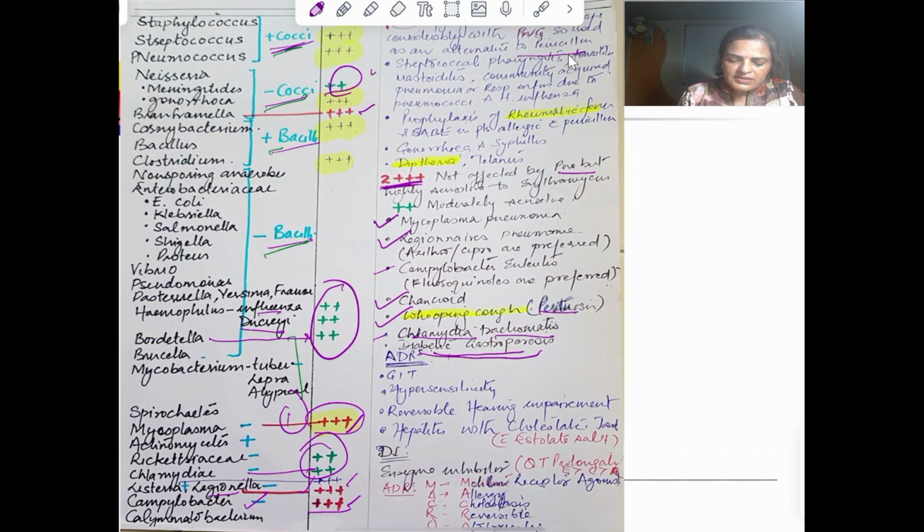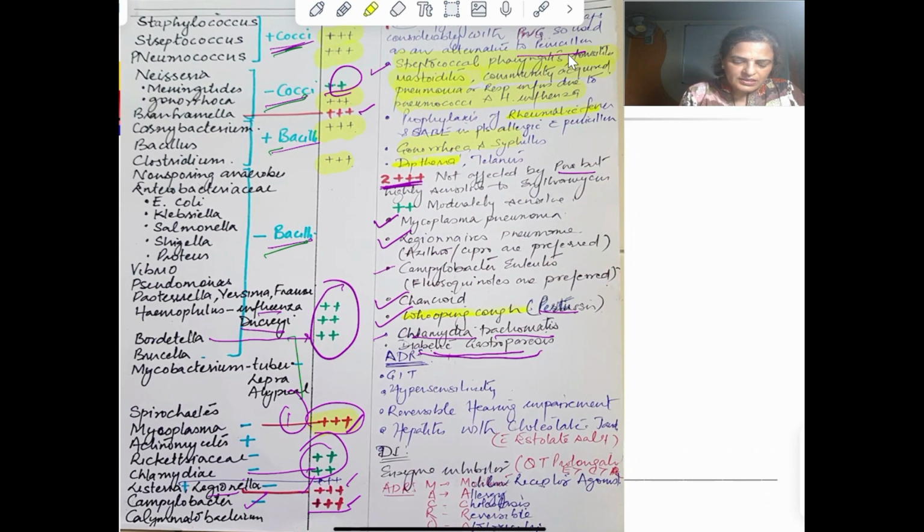Streptococcal pharyngitis, tonsillitis, mastoiditis, community acquired pneumonia, respiratory infection due to pneumococci and H. influenzae. Then prophylaxis of rheumatic fever and SABE, that is subacute bacterial endocarditis, in patients who are allergic to penicillin. Then the third one is gonorrhea and syphilis.